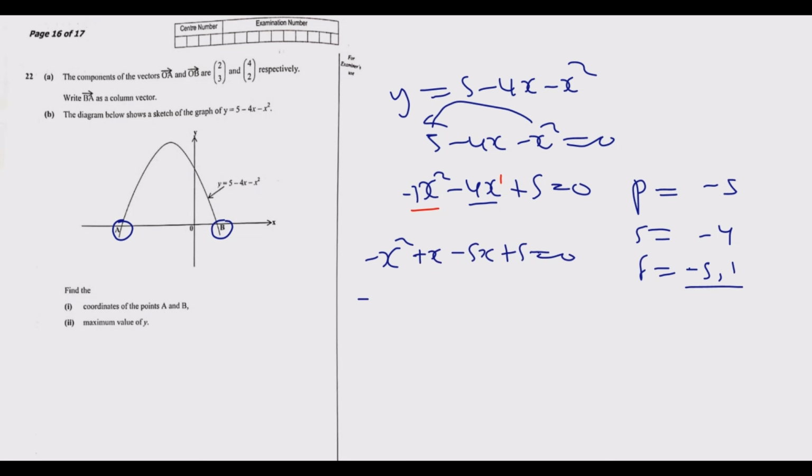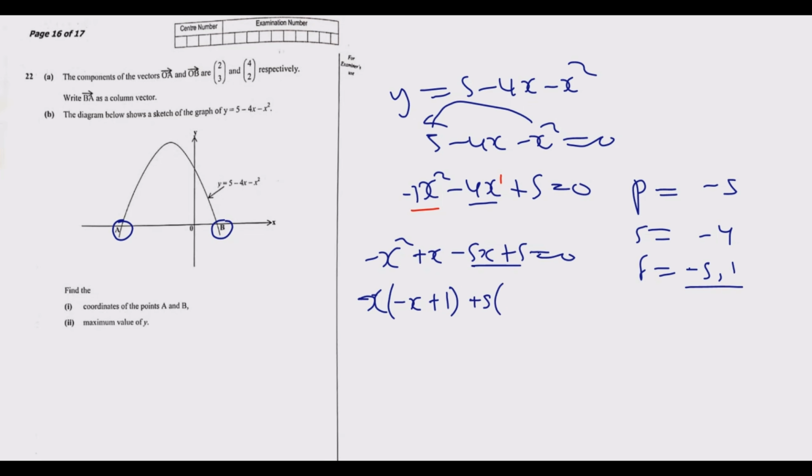So we factor out x. Let us factor out x, so we have negative x plus 1. Then in this one we factor out 5.